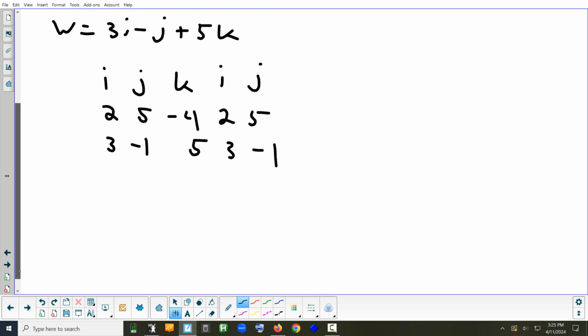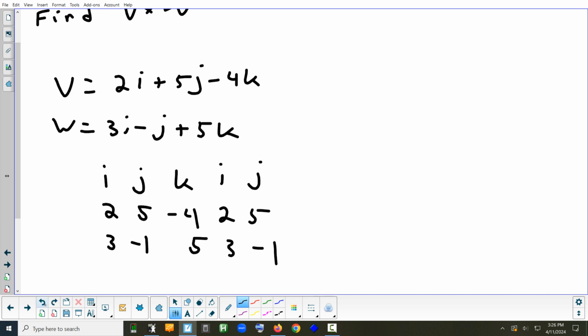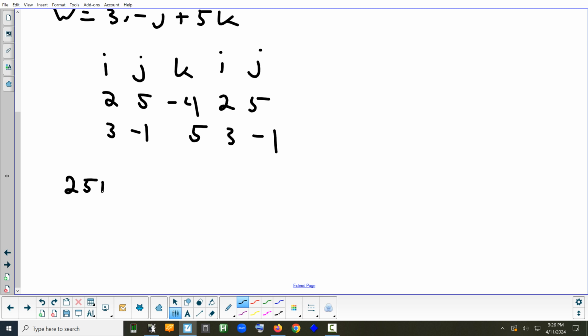From the top left, you go down right. So we're going to start with i times 5 times 5. That would be 25i. Then you would go over 1 and do the same thing. So it would be j, -4 and 3, which would be -12j. And the next one? Same thing, you would get -2k.